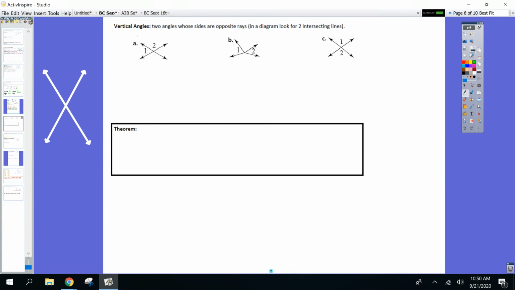Ready? Vertical angles. Anybody ever heard of verts before? Vertical angles are formed when you have two intersecting lines. So everyone take a look. I've already got two intersecting white lines here. How many angles are formed when two lines intersect? 4. Watch. 1, 2, 3, 4. The ones that are opposite are vertical. So we're talking 2 and 4, and 1 and 3. Those are vertical angles. Everybody good?